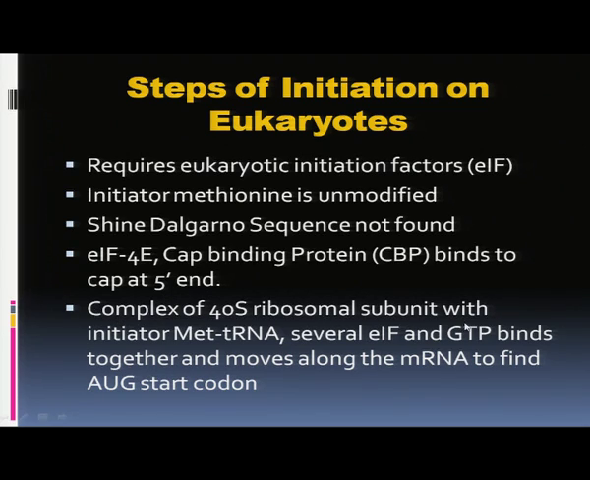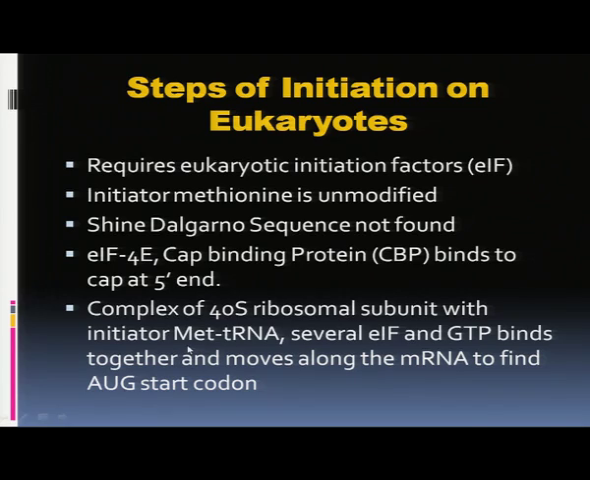A complex of the 40S ribosomal subunit with initiator methionine transfer RNA, several eukaryotic initiation factors and GTP binds together and moves along the messenger RNA to find the AUG start codon. So it is somewhat different from prokaryotes. In prokaryotic ribosomes, with the help of the Shine-Dalgarno sequence, they can recognize the initiation codon, but in eukaryotes, the 40S ribosomal subunit with initiator methionine transfer RNA, several eukaryotic initiation factors and GTP binds together and moves along the messenger RNA to find the AUG start codon.